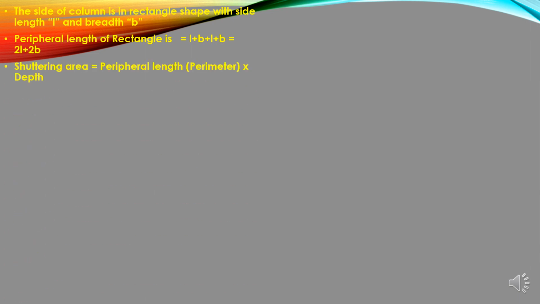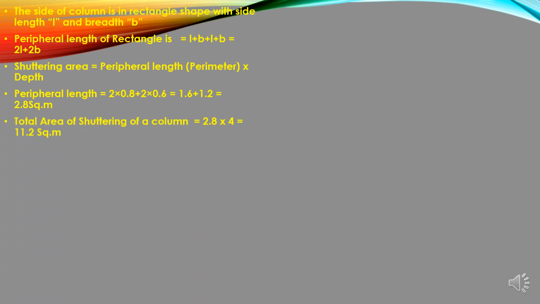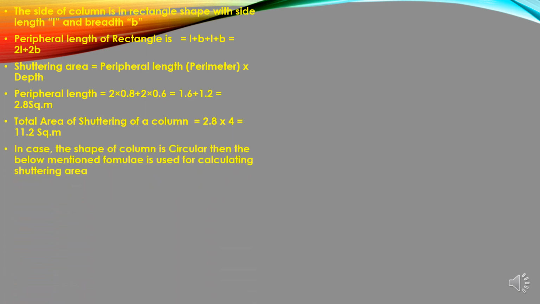The side of the column is in a rectangle shape with length L and breadth B. Peripheral length of a rectangle is equal to L plus B plus L plus B, which is equal to 2L plus 2B. Shuttering area is peripheral length into depth. Peripheral length is 2 into 0.8 plus 2 into 0.6, that is equal to 1.6 plus 1.2, which is equal to 2.8 meter. Total area of shuttering of a column is 2.8 into 4, which is equal to 11.2 square meter. In case the shape of the column is circular, then the below mentioned formula is used for calculating the shuttering area. Shuttering area of a circular column is equal to 2 pi r into depth.